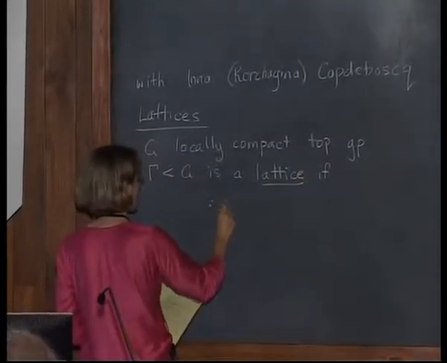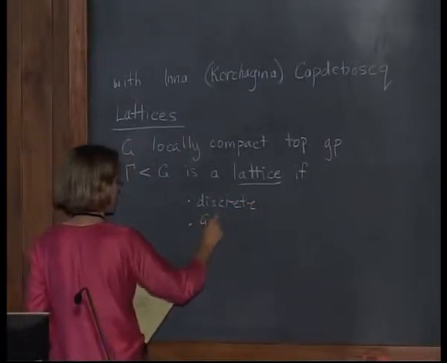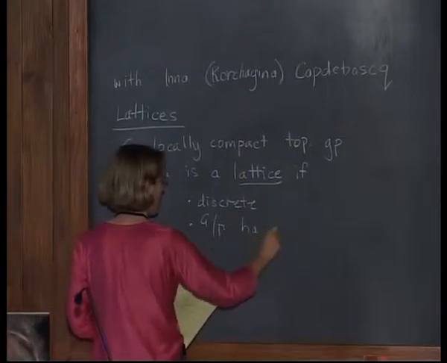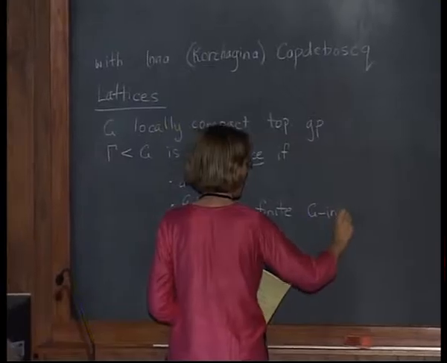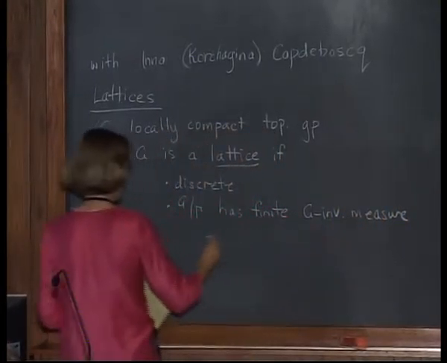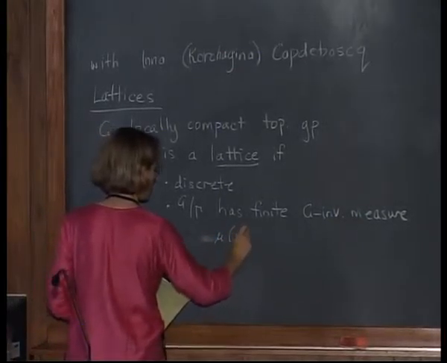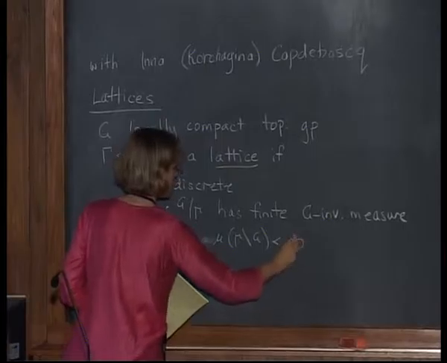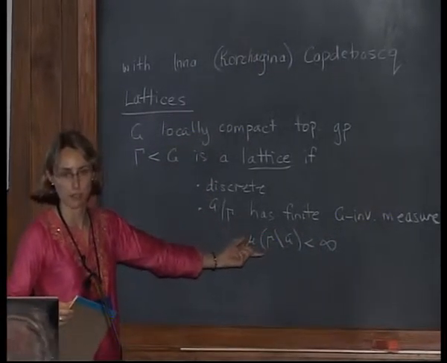If it's discrete, and G mod gamma has a finite G-invariant measure. So for short, I will write that mu of G mod gamma is less than infinity, where mu here is the Haar measure on G descending to the quotient.